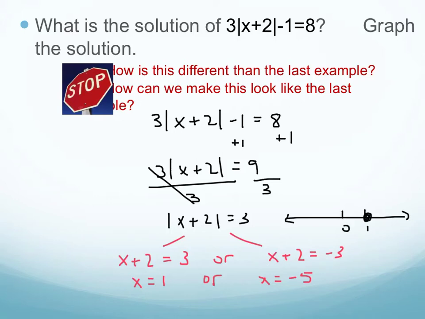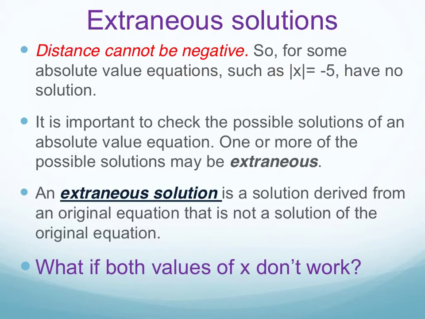So x is 1, or x is -5. And there are my solutions. We previously spoke about how distance cannot be negative. Therefore, sometimes you'll get absolute value equations such as this, absolute value of x equals -5, that have no solution at all because absolute value, which remember is the distance from 0, cannot be negative.